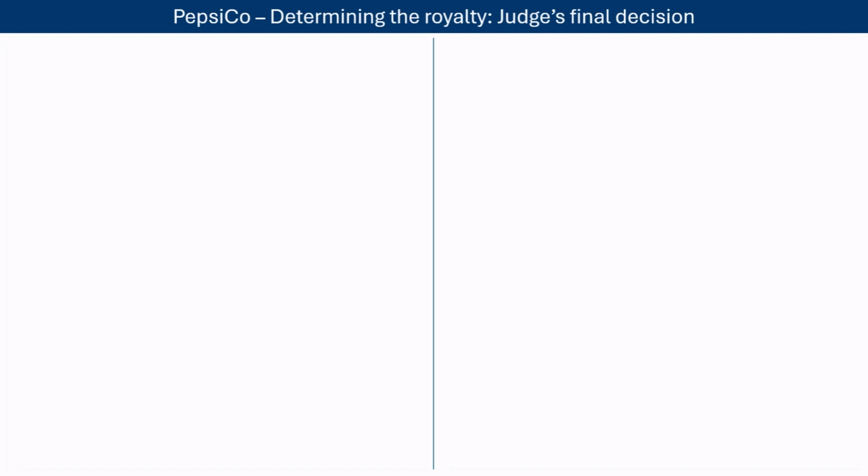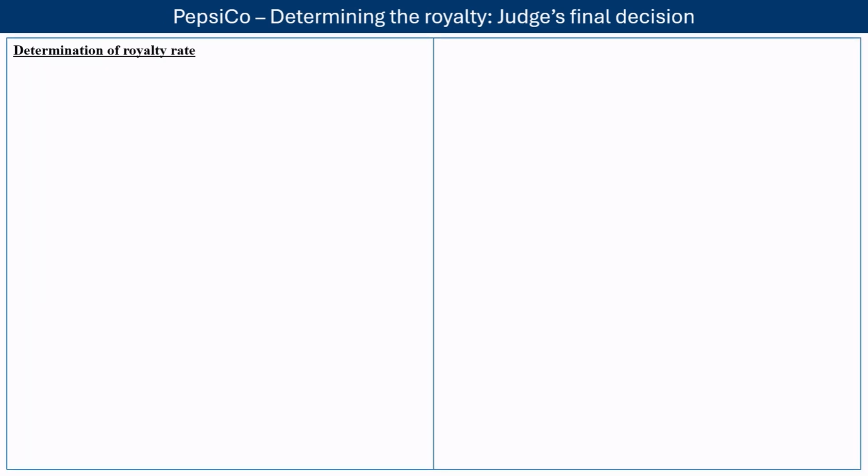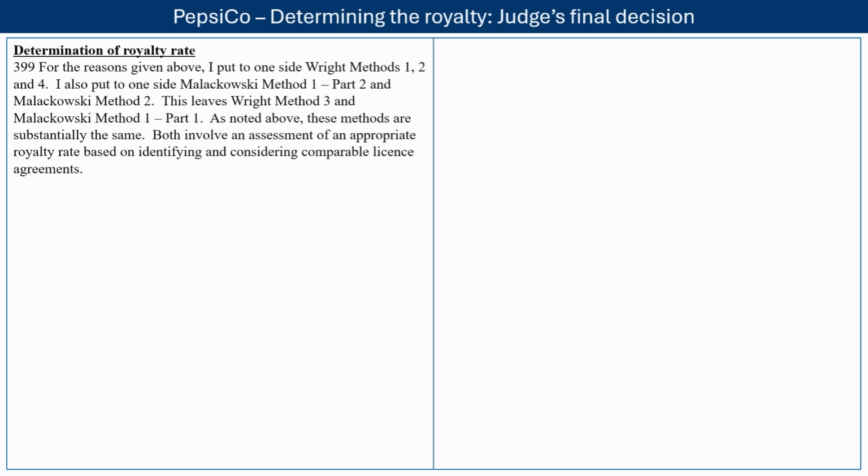And then when we look at the judge's final conclusion, he says the determination of the royalty rate goes as follows. For the reasons above, I put to one side the Wright methods 1, 2, and 4, so he uses 3. I also put aside Malachowski methods 1B and Malachowski method 2. This leaves Wright method 3 and Malachowski method 1. As noted above, these methods are substantially the same. Both involve an assessment of an appropriate royalty rate based on identifying and considering comparable license agreements. So the judge is going for benchmarks, basically.